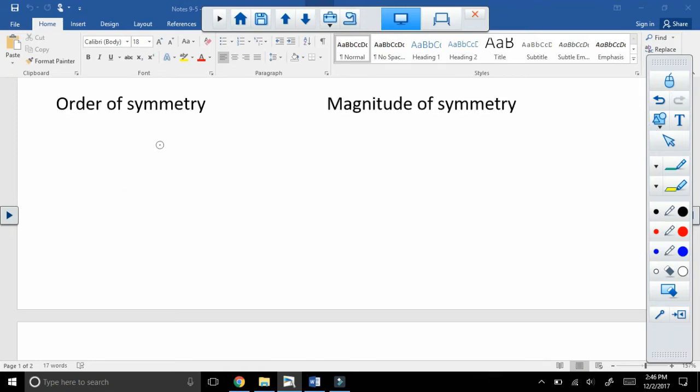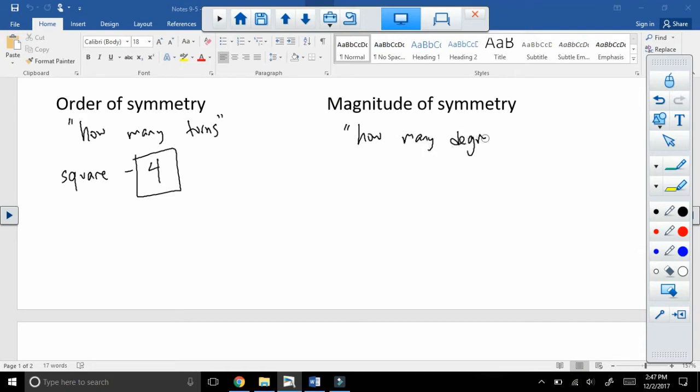So some of the things that the questions are going to ask you to do for rotational symmetry is describe the order and the magnitude of the symmetry. The order is how many turns it would take to get back to the original. The square would be 4 turns, so the order would be 4. The magnitude is how many degrees each turn would be.